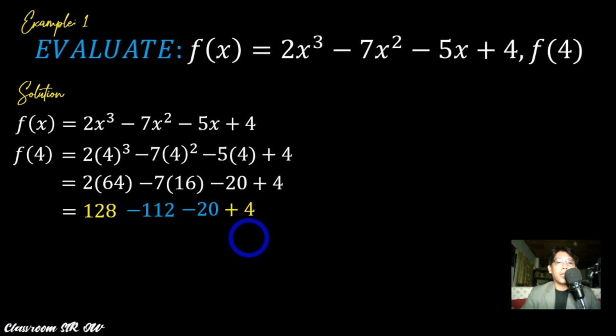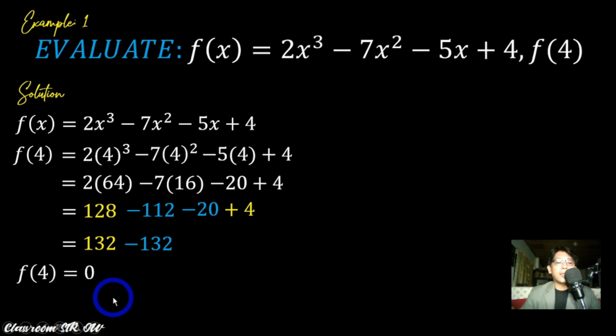So if they are similar, then we could somehow combine them. I will combine 128 and 4 first because they are of the same sign, as well as negative 112 and negative 20, which are of the same sign. So 128 plus 4 is of course 132, and negative 112 minus 20 is of course negative 132. Therefore, our f of 4 is 0. So in other words, we are going to confirm this first, because I will be presenting another solution actually. Let us see if they will arrive at the same answer.